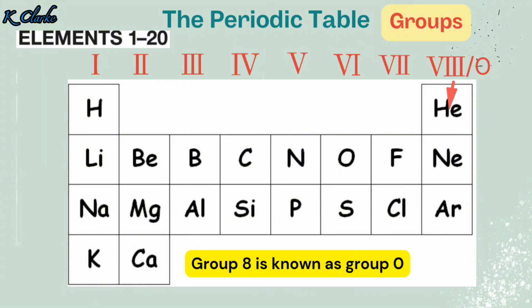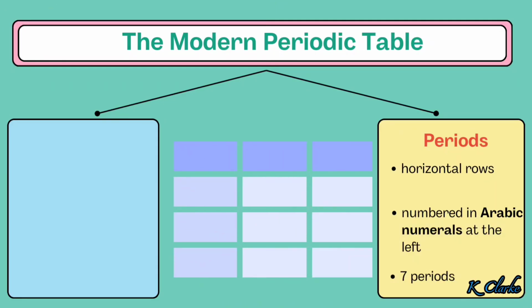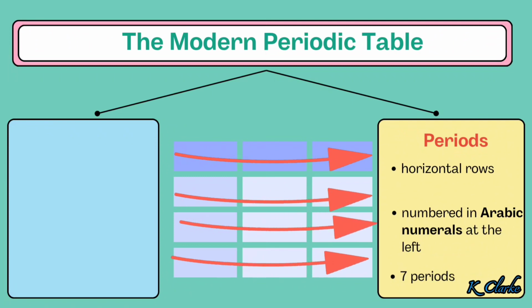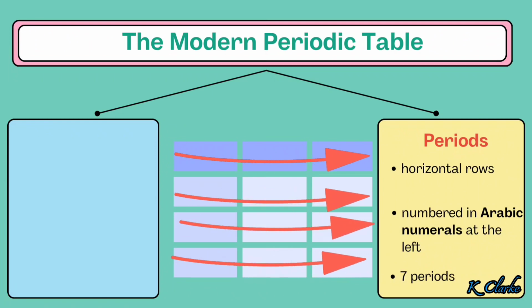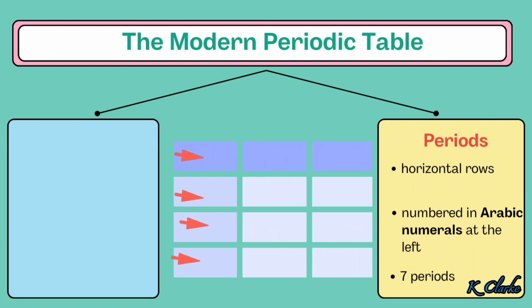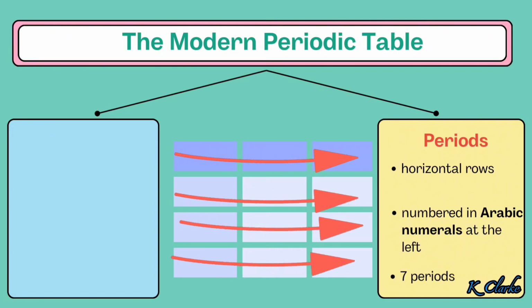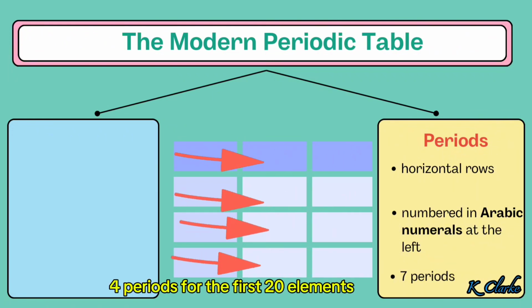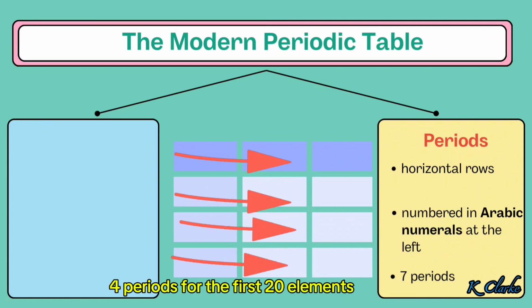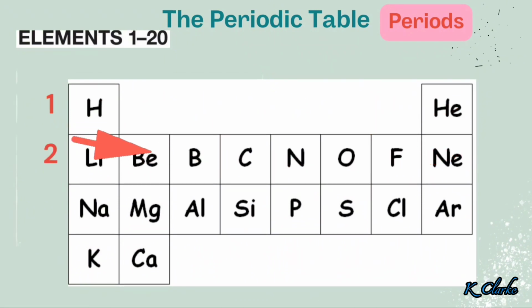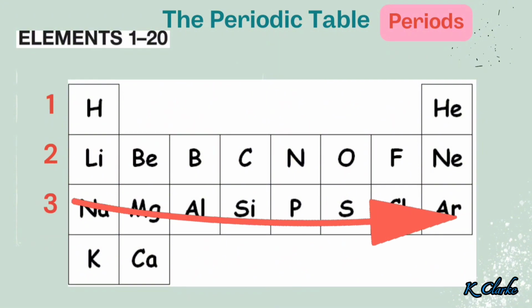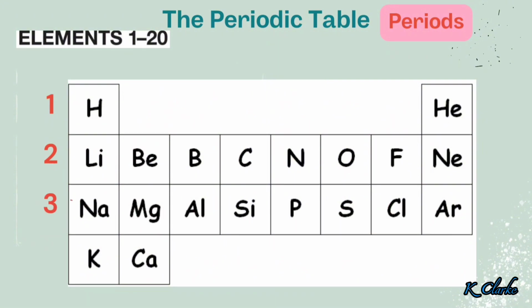In contrast to groups, periods are horizontal rows. They are numbered in Arabic numerals at the left of the periodic table. In total, there are 7 periods in the periodic table. However, there are 4 periods for the first 20 elements. The first row at the top of the periodic table is period 1, the second row period 2, the third row period 3, and the fourth row period 4.